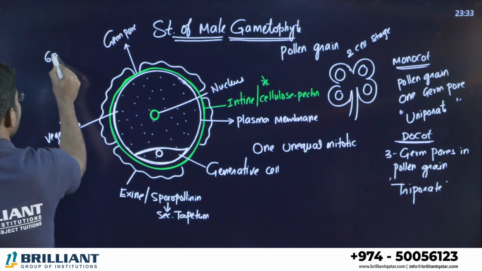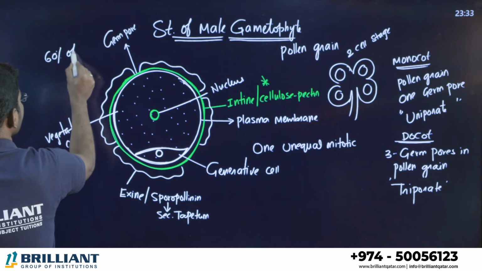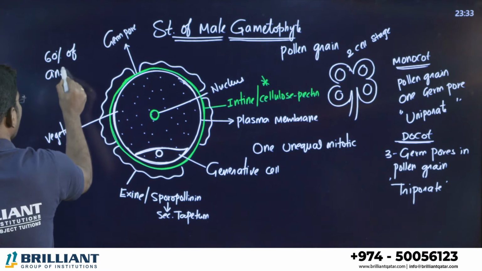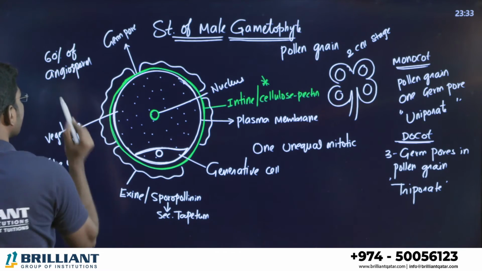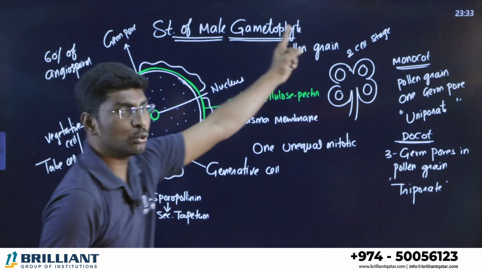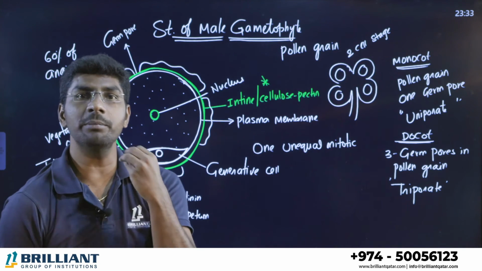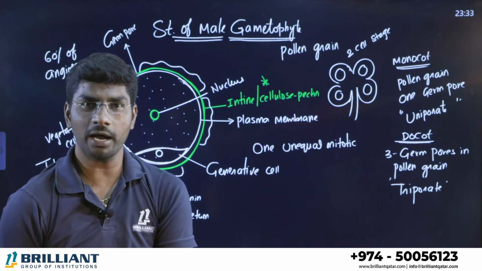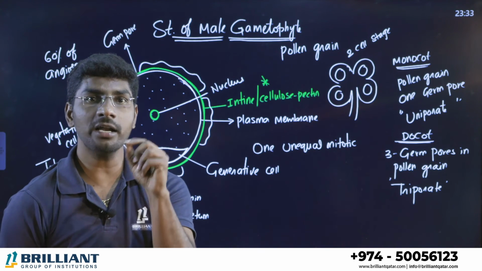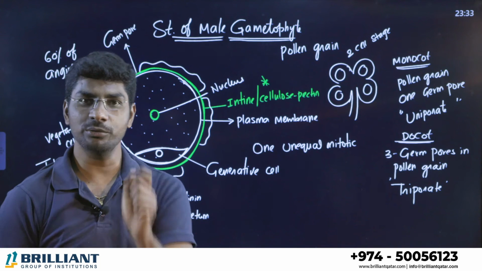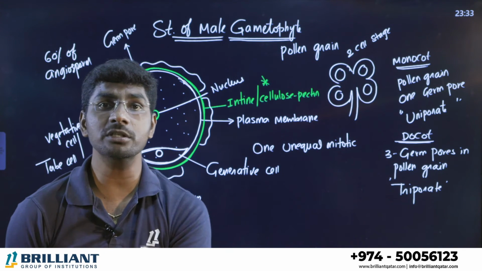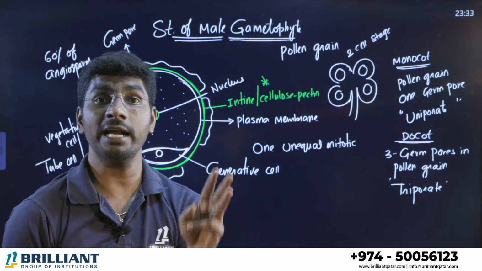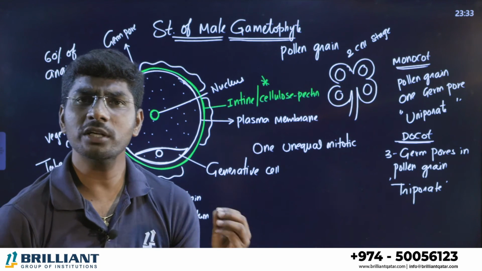Approximately 60% of angiosperms release pollen grains at the 2 cell stage. The 2 cells are the generative cell and the vegetative cell. And the rest, 40% of pollen grains, are released at the 3 cell stage. What is the third cell?